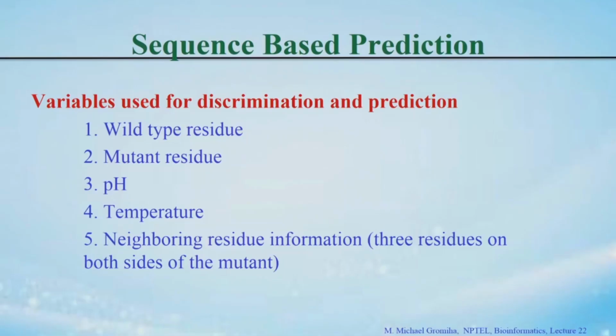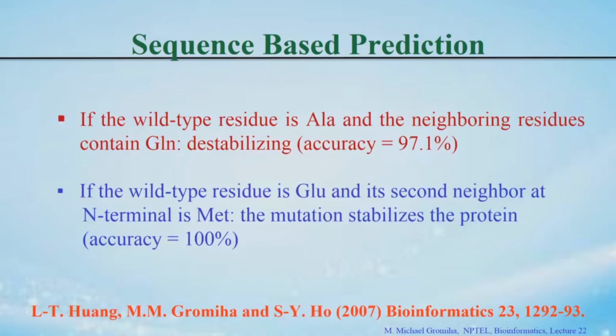In this case you can take all the information: wild type residue, mutation residue and neighboring residue information. All this information we take, and then we can develop the rules. For example, wild type residue is alanine, right. So, A is the wild type residue, A is mutated to any other residue, and if the neighboring residue contains glutamic acid, then this is destabilizing. In this case you use various options available. So, this rule can predict up to an accuracy of 97%.